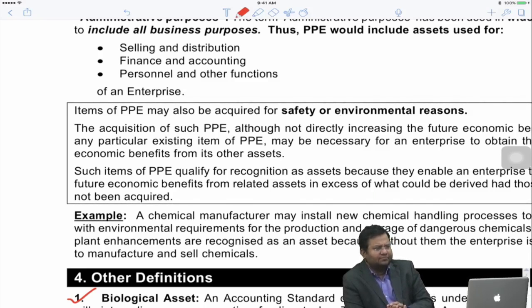I am Tata Global Beverages. We have a tea garden in Assam. Will that tea garden be PPE? Yes, because that tea garden is a bearer plant.